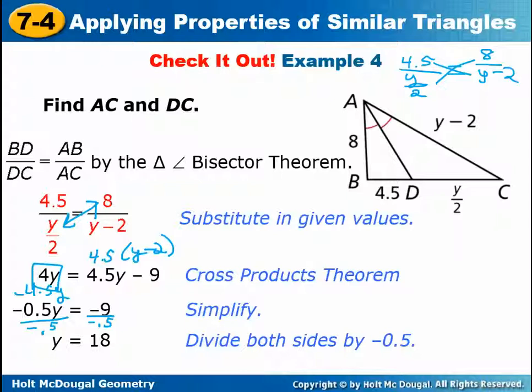Now again, that's not what they ask you to find. If y is 18, we still have to put that back to find AC. Where's AC? This side. So 18 minus 2 equals 16. And then we also have to find side DC, so that means 18 over 2. We should get 9 for that side.